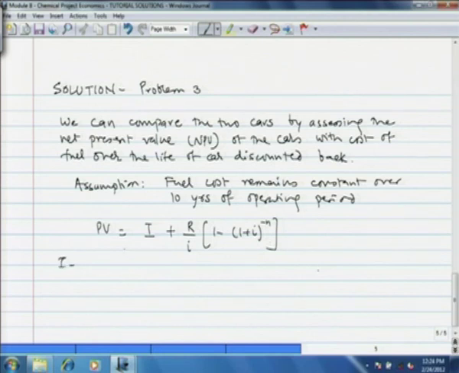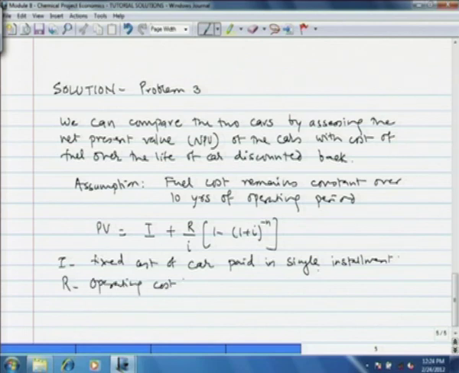I will write here: I is the fixed cost of the car, paid in a single installment. We assume that. And R is the recurring cost or operating charges of the car.